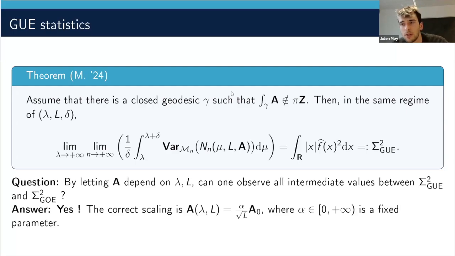The answer is yes. And there is a scaling parameter that allows you to do this. It is to take a magnetic potential of amplitude of order 1 over square root of L, and there is some parameter alpha between 0 and infinity. Essentially, what you do is letting the magnetic flux through closed geodesics of length of order L be of order 1 on average, of order alpha. So we can do this and perform some computations explicitly, actually.